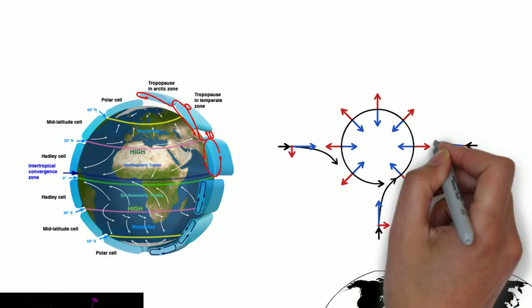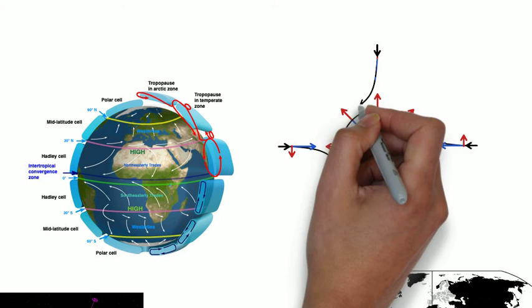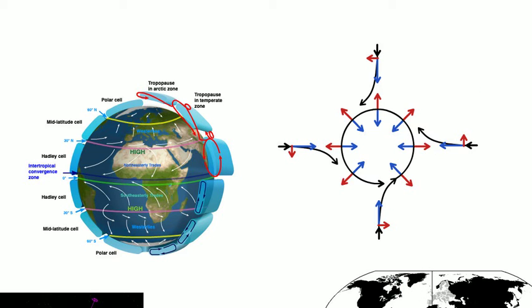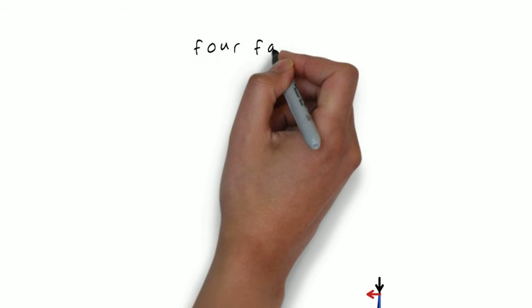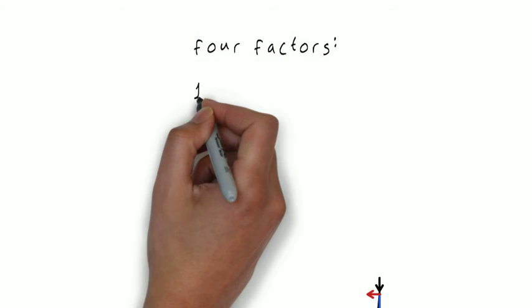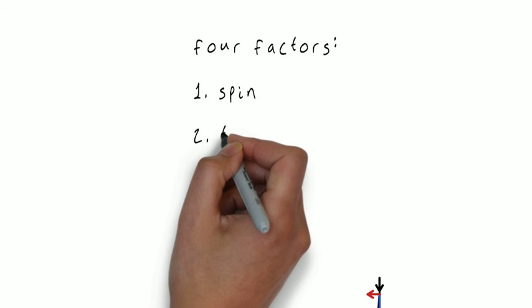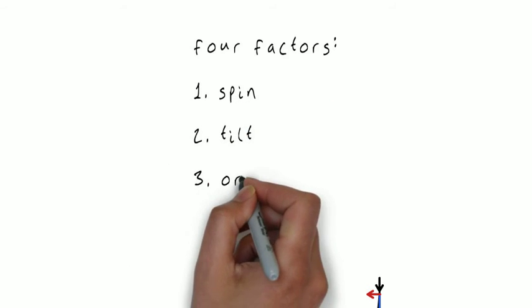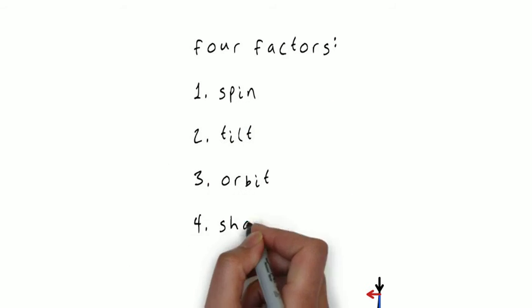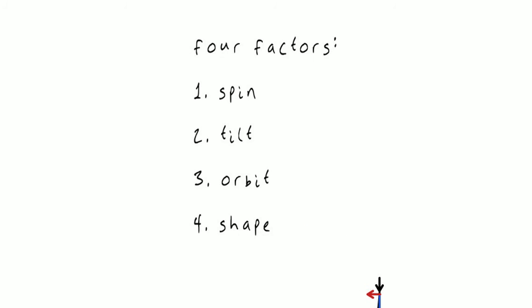This has everything to do with the Earth's rotation on its axis, which is the final of the four big factors. I'll link you to a video on the consequences of this spin, which we call the Coriolis effect, but I'll leave you with a quick review. The four factors that control global physical gradients on Earth are spin, tilt, the Earth's orbit around the Sun, and the Earth's spherical shape, which causes sunlight to fall unequally on the surface.